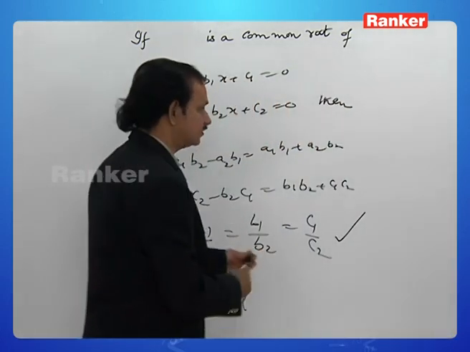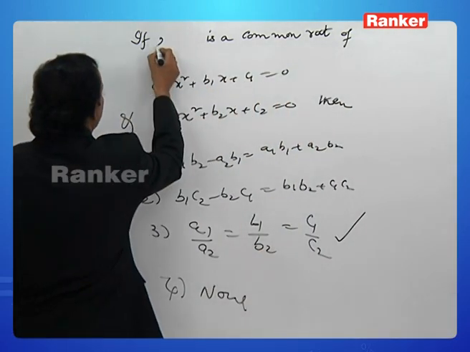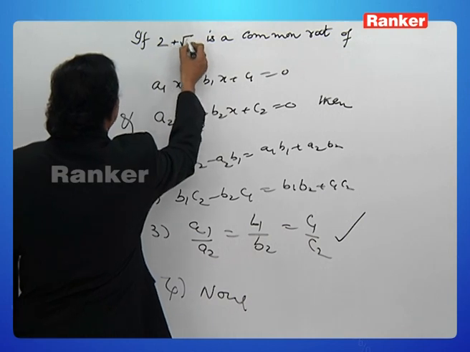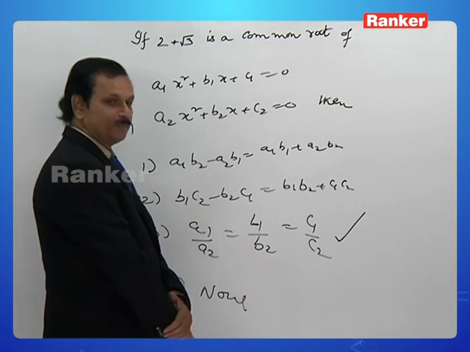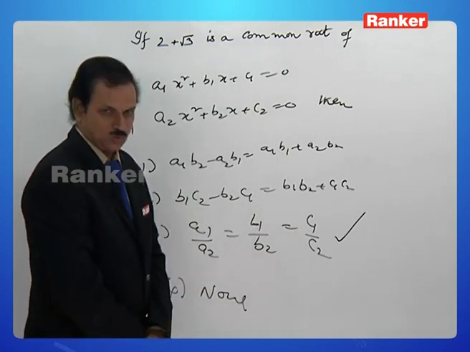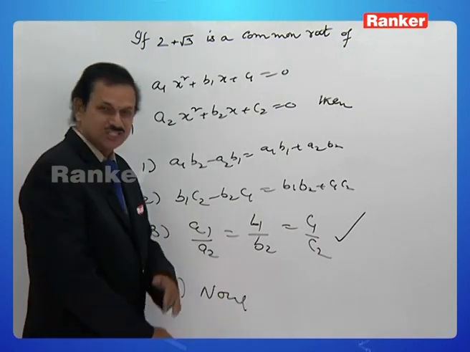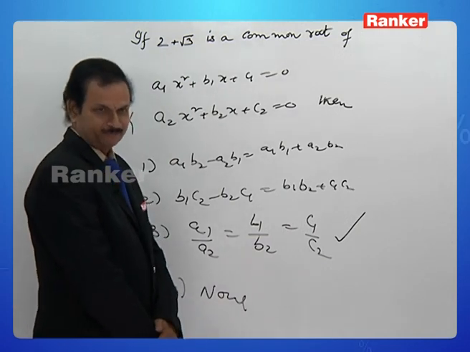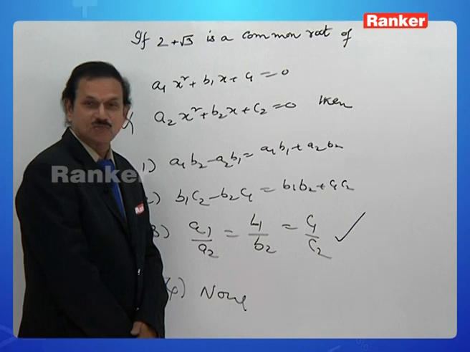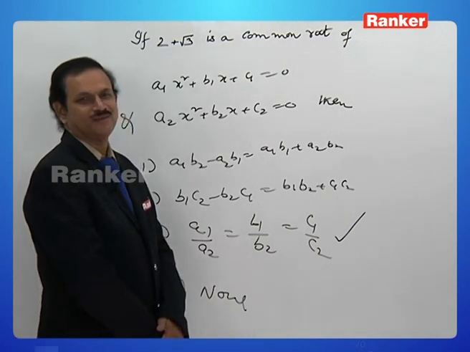You observe this question. If 2 plus root 3 is a common root, what is the answer? Previously, it was a complex root. Now it is an irrational root. What should be our opinion? Look here, 2 plus root 3 is an irrational number.